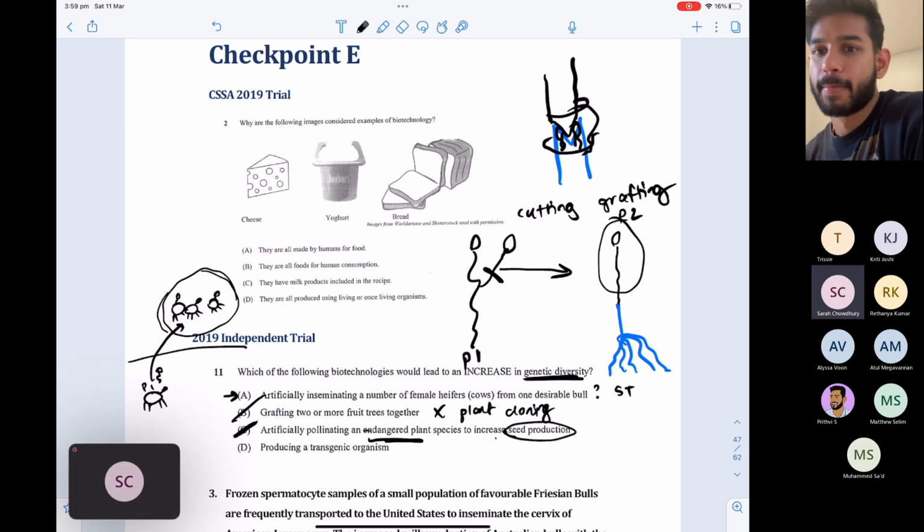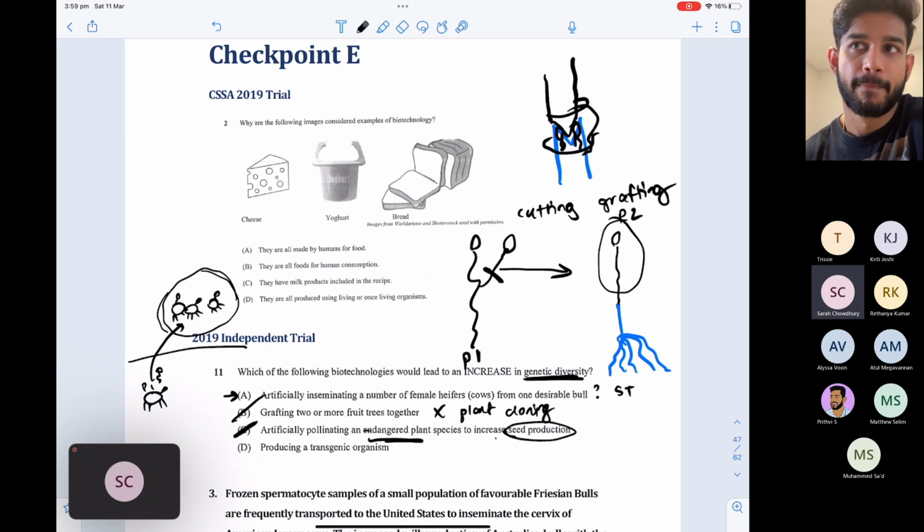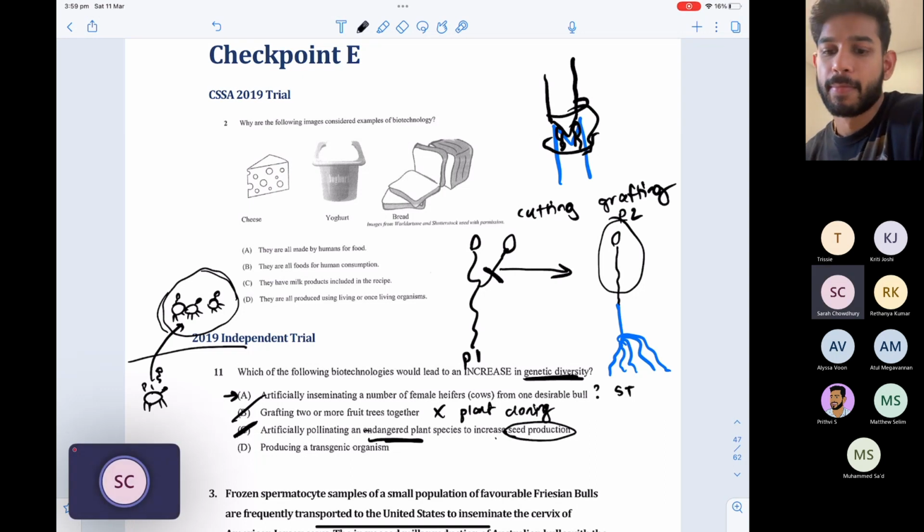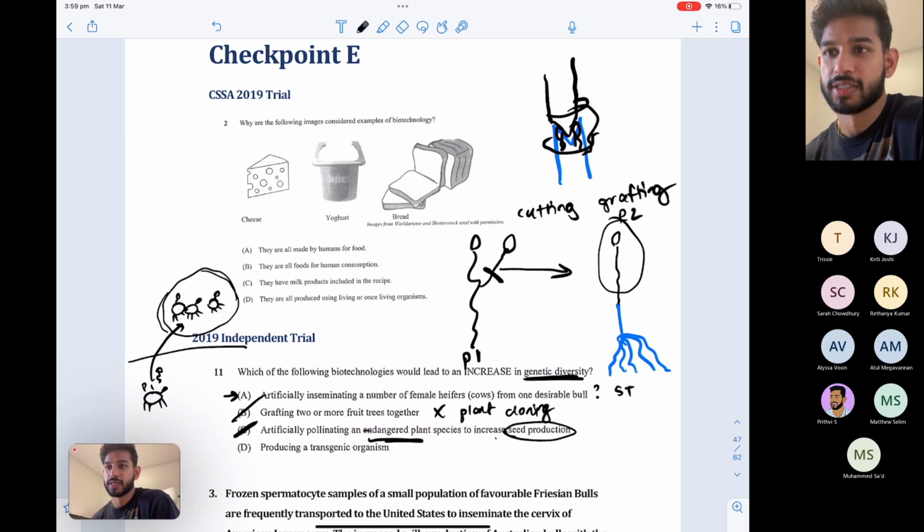So genetic diversity is where there's various diversity of gene and allele combinations. Good, in a species. Genetic diversity is a number of genes in a species, right? So when you produce a transgenic organism, you're literally taking a gene from one species, putting it in another species. That is the clearest way you can increase genetic diversity.